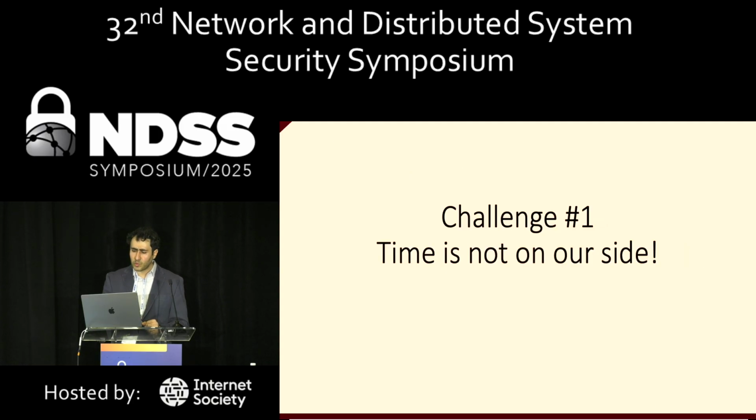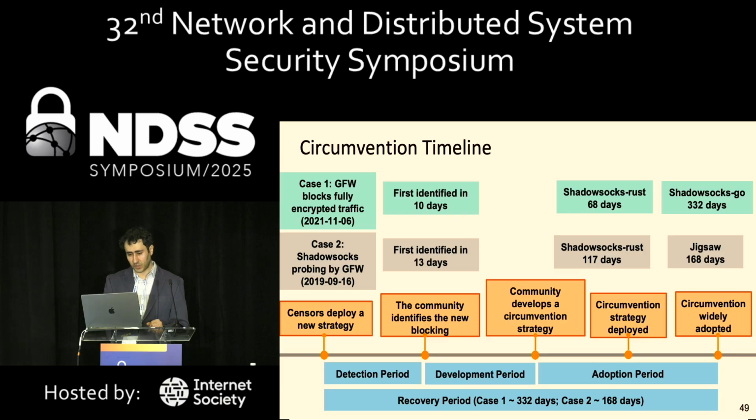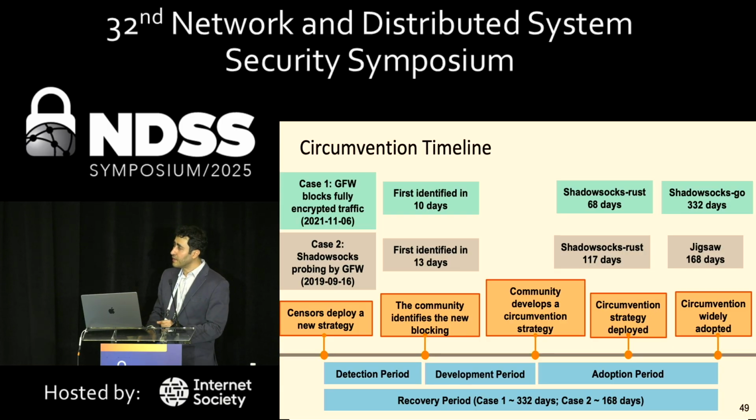Okay, now let me move on and talk about some of the challenges that I see in working on censorship circumvention. The first one is that I want to say time is not on our side. And what do I mean by that? I have another timeline. This is the timeline of how we have fixed two censorship events. The two rows each represent two different censorship incidents.